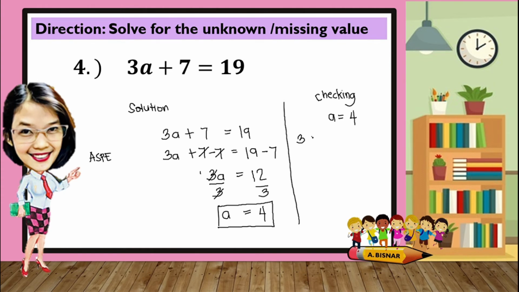So the equation is 3A plus 7 is equal to 19. The value of A is 4. So you will have 3 times 4 plus 7 is equal to 19. 3 times 4 is 12. Plus 7 is equal to 19. 12 plus 7 is 19. And 19 is equivalent to 19. And therefore, you can say that the answer is correct.